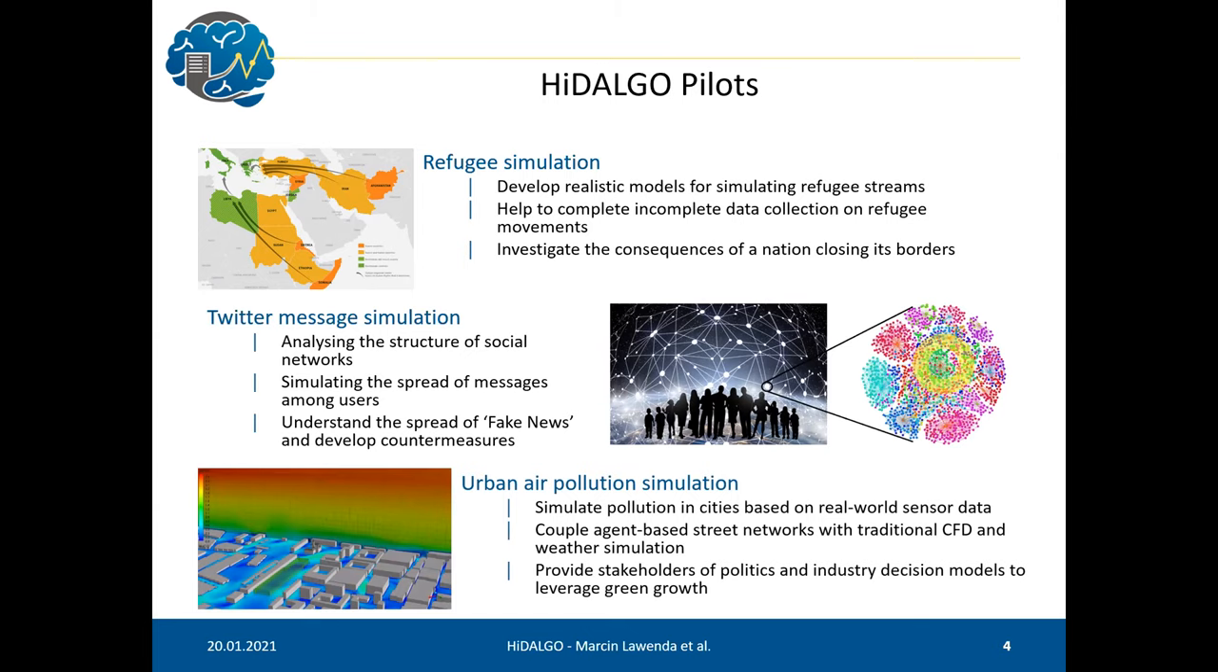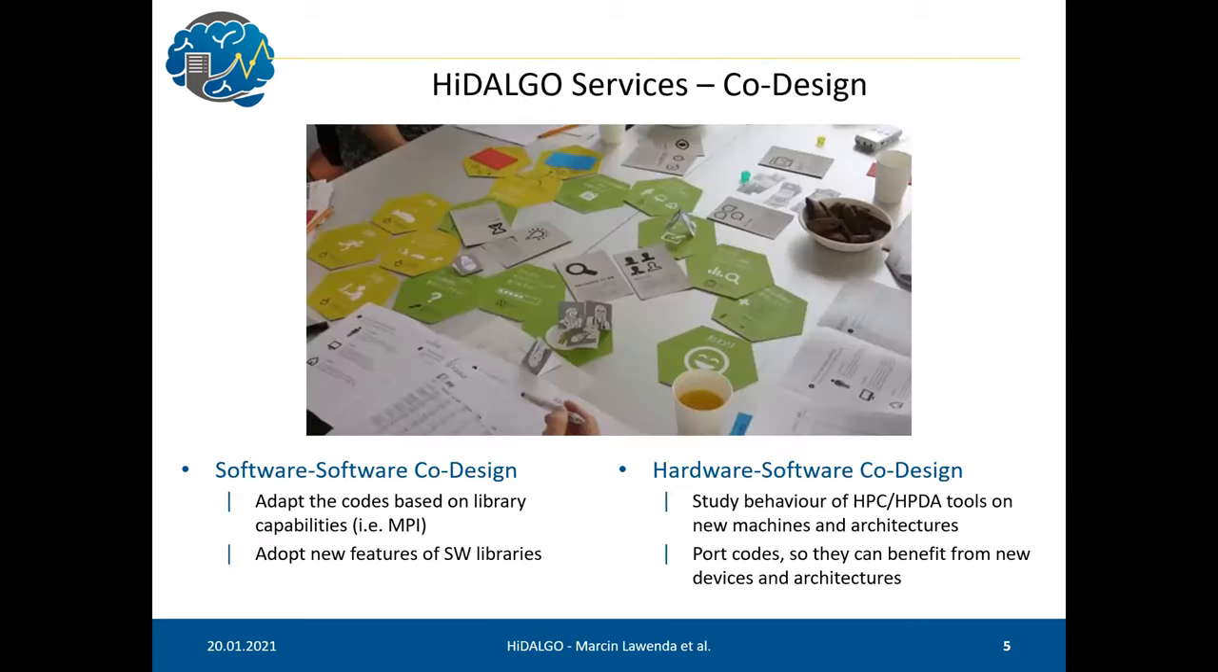The third one is oriented on urban air pollution. As you know, it is one of the most important problems in the contemporary world. So we would like to simulate the pollution in cities and couple agent-based street networks with traditional CFD models, which are also connected with weather information, and provide valuable information to stakeholders and politicians to make appropriate decisions.